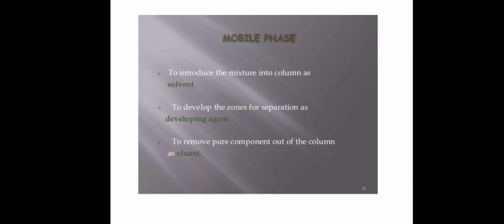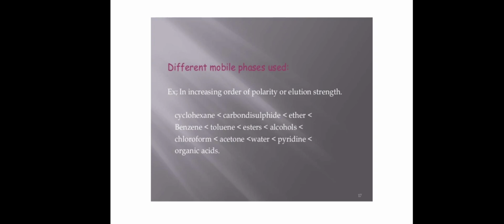And some properties of the mobile phase: to introduce the mixture into the column as a solvent, to develop the zones for the separations as a developing agent, and to remove the pure component out of the column as an eluent. Different mobile phases are used, like petroleum ether, cyclohexane, ethers, chloroform, water, organic acids, carbon tetrachloride, carbon disulfide, acetone, alcohols, and pyridines. These various mobile phases are used depending upon the nature of the compound.